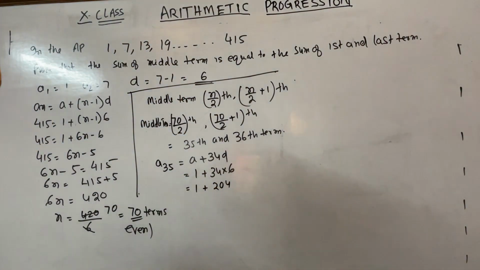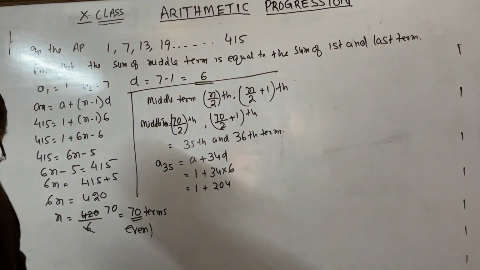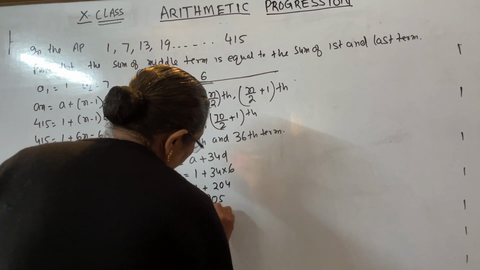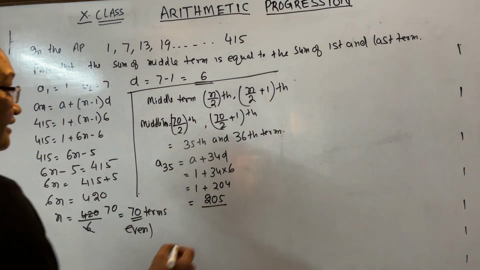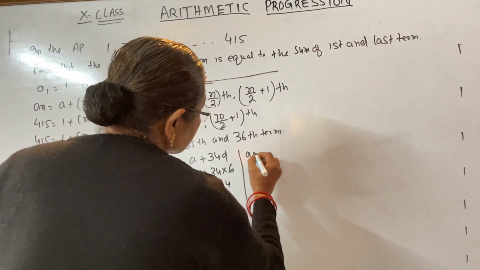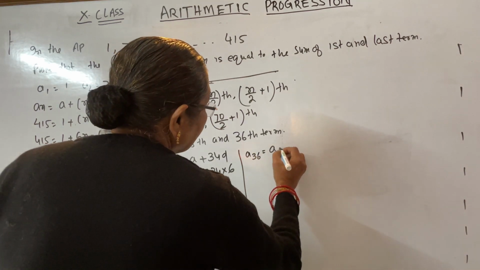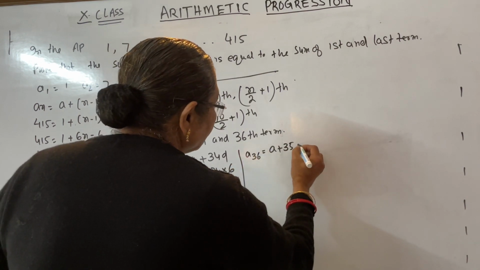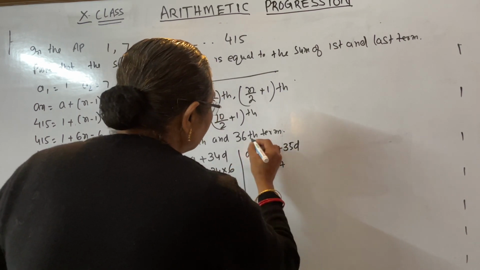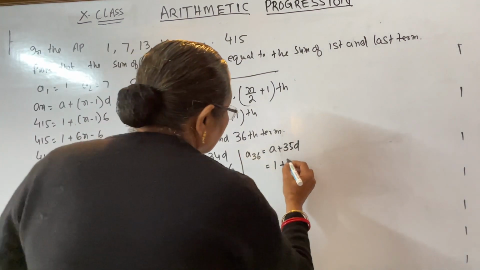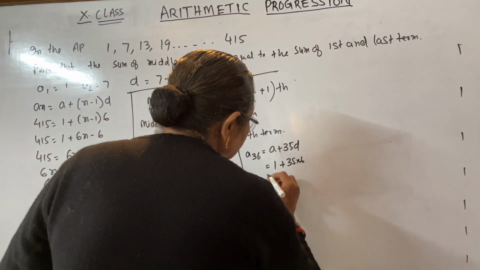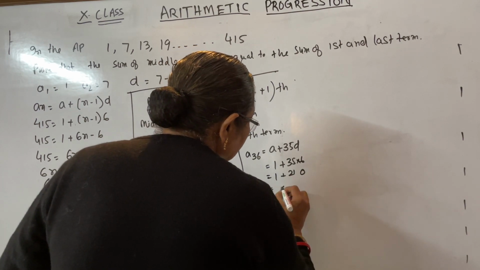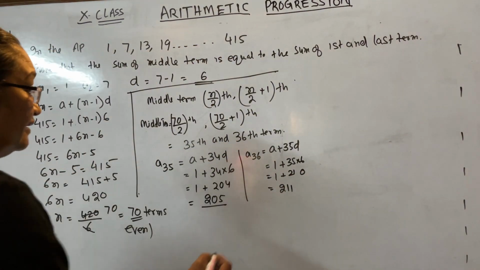Okay, calculate and see. That gives our A35. Then we will find A36. A36 equals A plus 35D. A is 1, plus 35 into 6, and 1 plus that is 211.